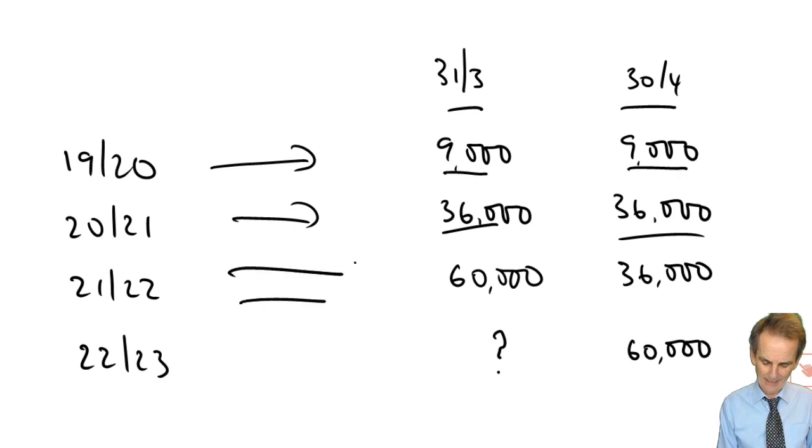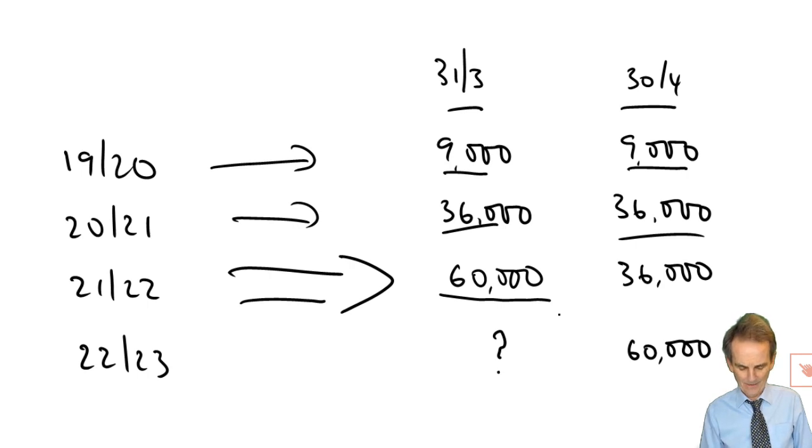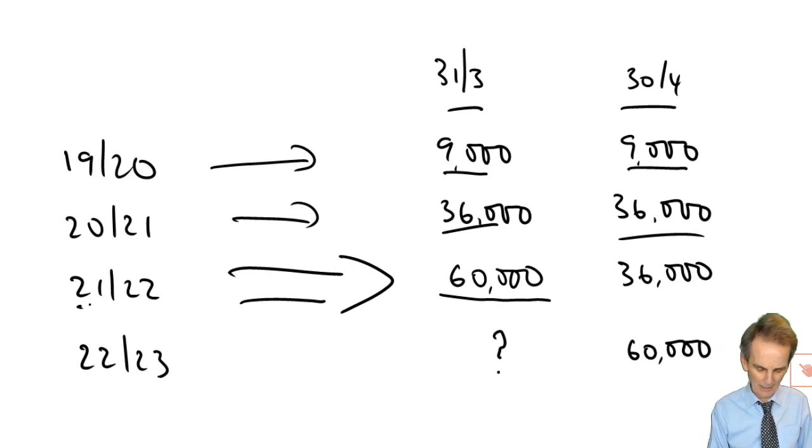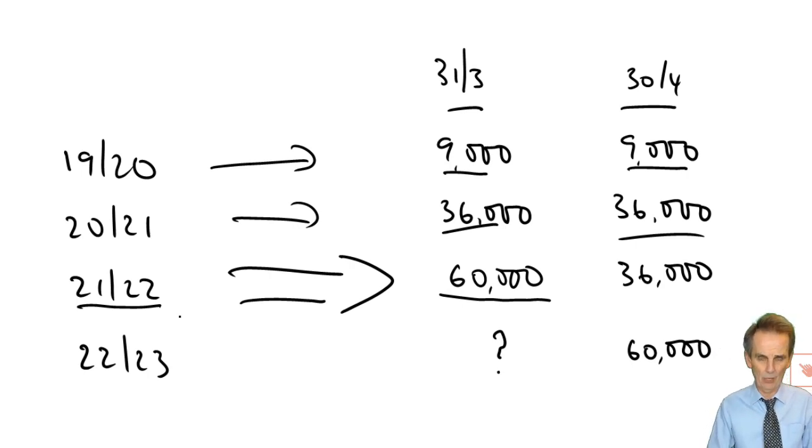Now, here is your critical issue. If you choose 31st of March, then you advance to the £60,000 profit. The year ended 31st of March to be assessed in 21-22 was the year ended 31st of March 22.